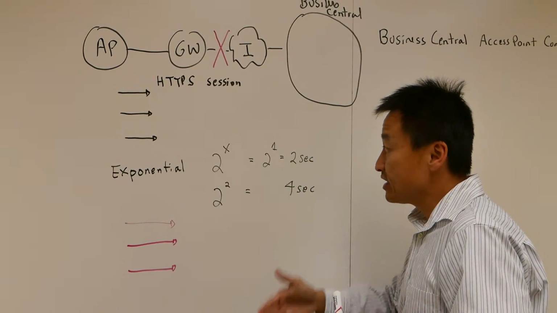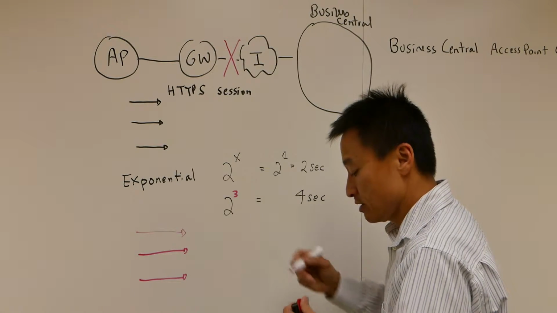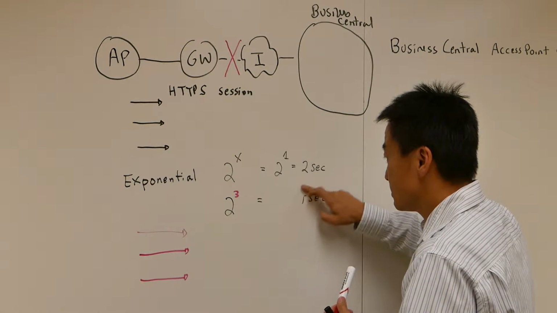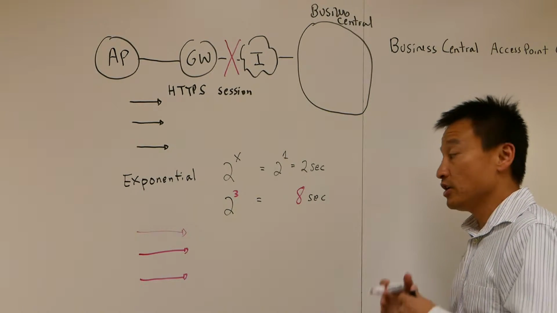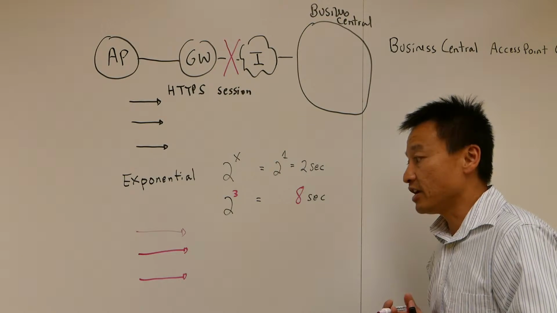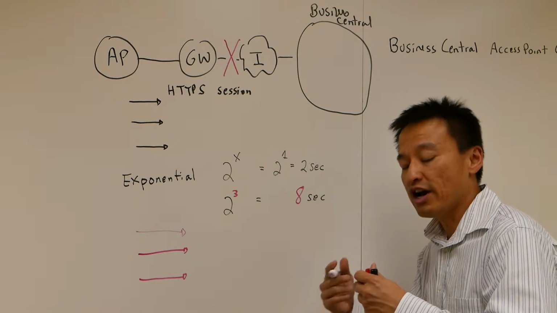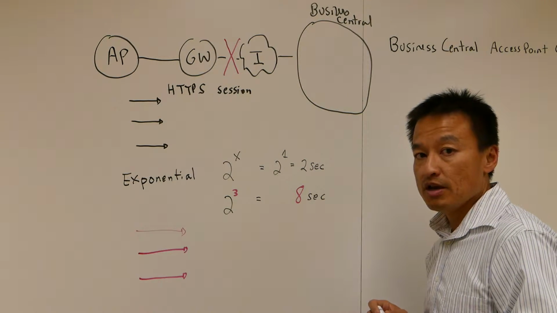As we increase these numbers, the third time is 2 to the third, 8 seconds, simply increasing the gap between these messages over the environment. That way you don't incur excess traffic. Eventually you're going to be able to connect to Business Central.